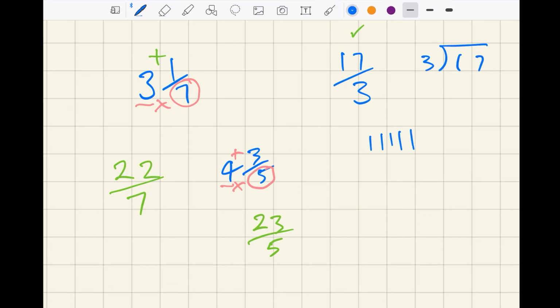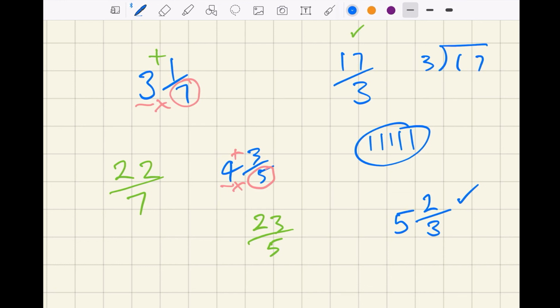No, I can't go to 18. That's too much. So how many have I got? I've got 5. Now 5 only gets us to 15. We need to get to 17. So 15 plus 2 is 17, and the denominator stays the same, 5 2/3, and you'll remember that when we did it using the diagram, that's what we got.